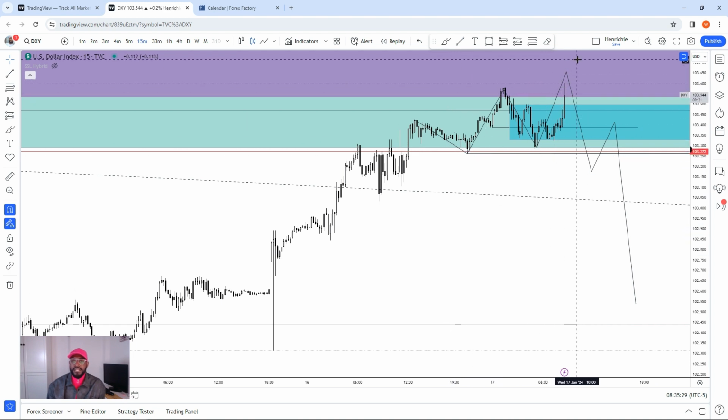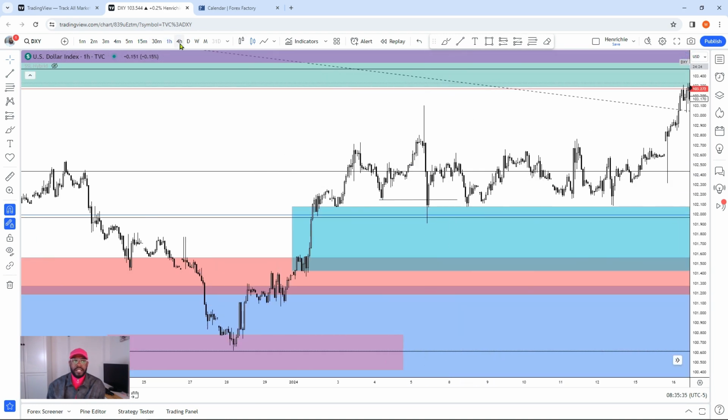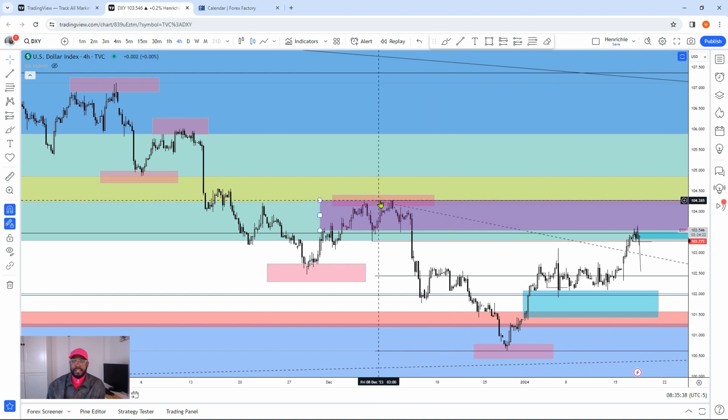And if we don't see a 15-minute shift in market structure, then that means that the dollar could potentially keep trending to the upside, and this low will eventually get taken.